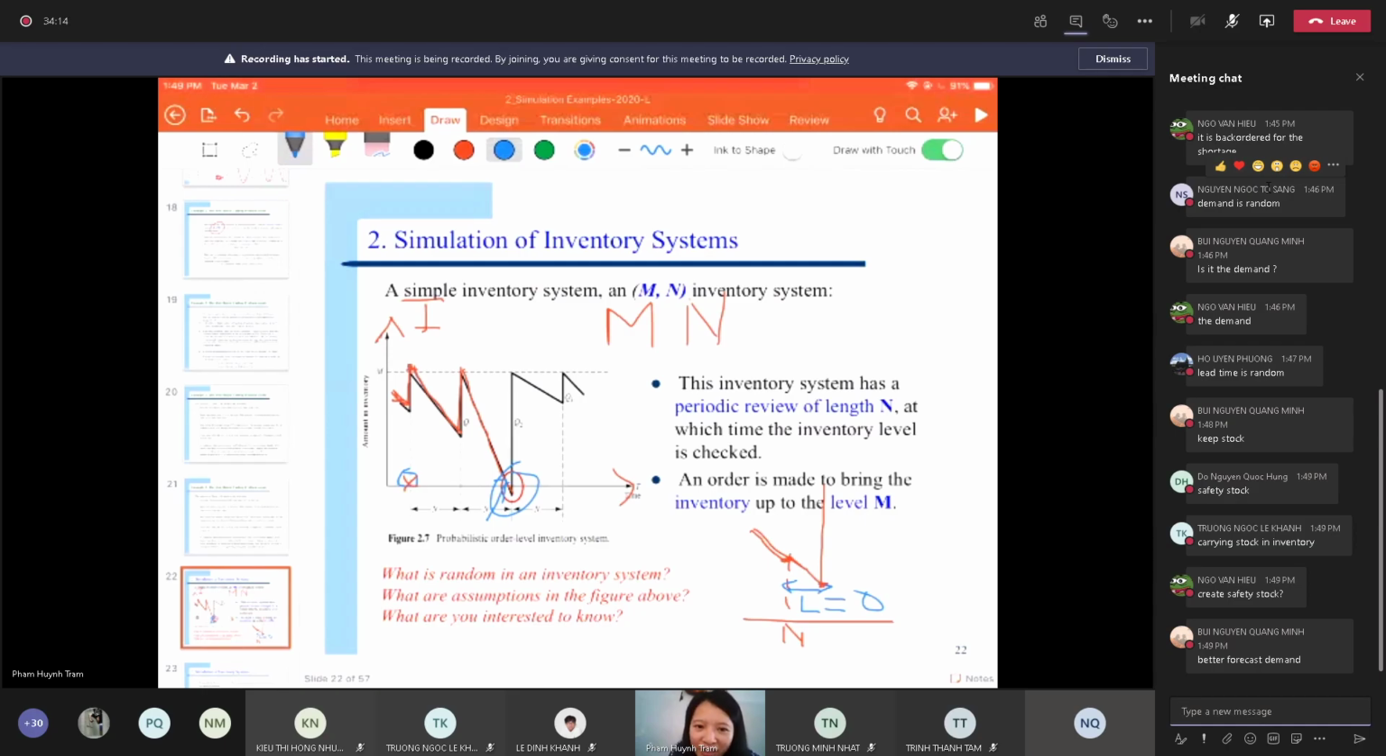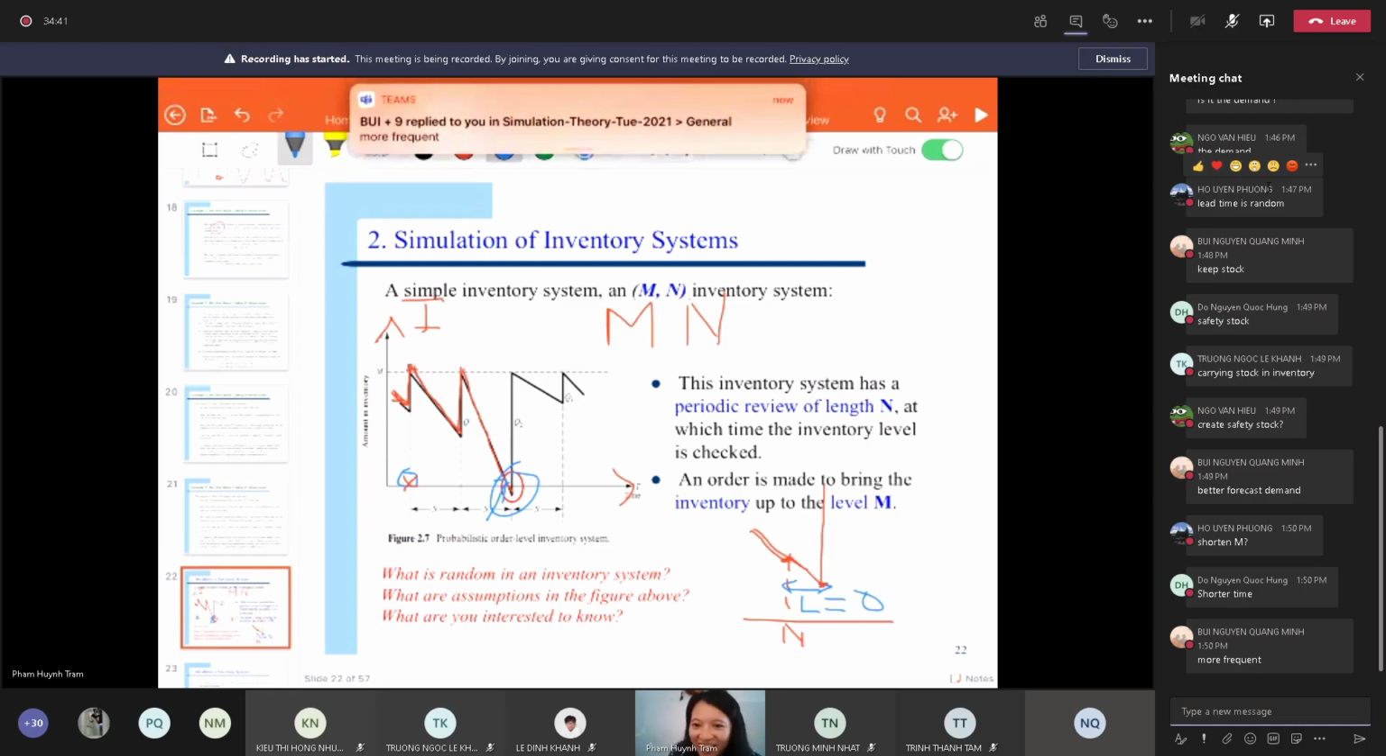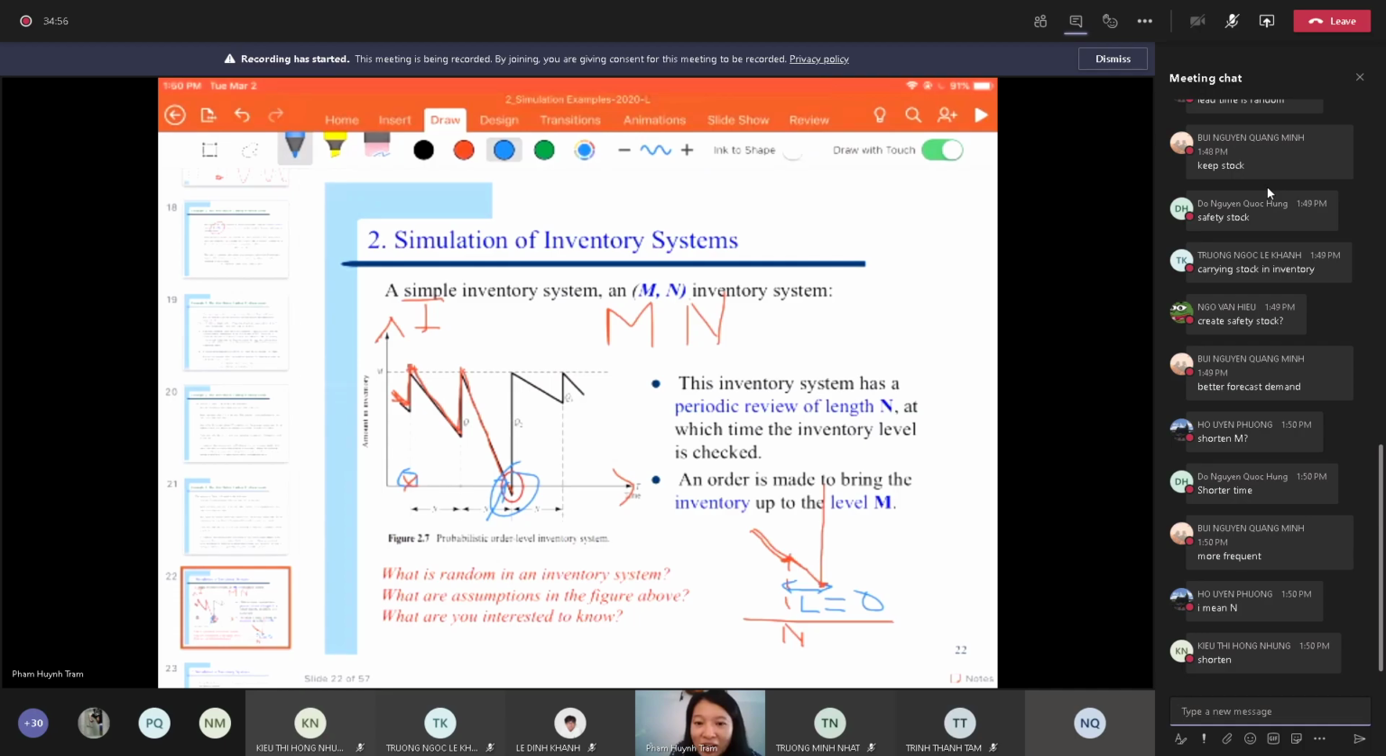Now, how about the review length? The review period. What can we do with the review period? Should we shorten or should we lengthen the review period? I guess you say shorten N, right? N is for the review period. Yeah, so we have to review our stock more frequently. So reduce N and increase M.